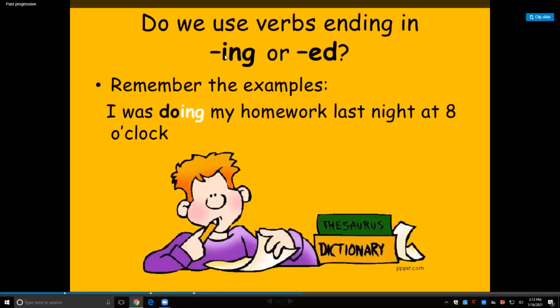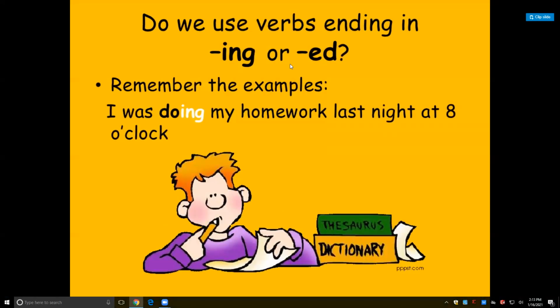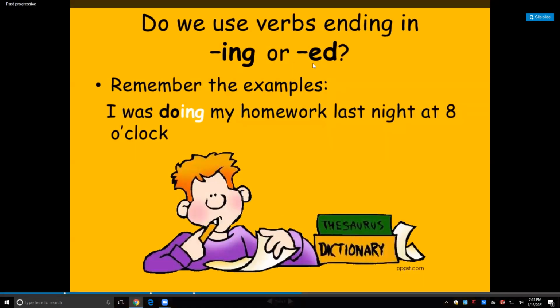Now, do we use verbs ending in ing or ed? You remember in past simple, we changed the verb into ed if it was a regular verb. So do we use the ing form of the verb or the ed form of the verb? Of course, remember the examples: I was doing my homework last night at 8 o'clock.